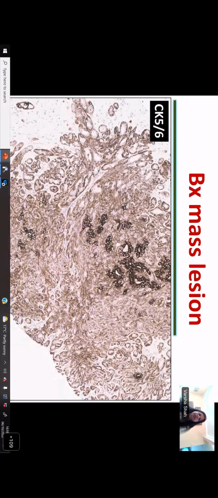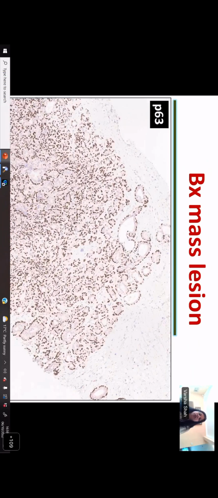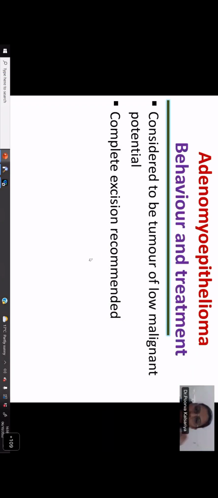So we have CK56 positivity in the inner epithelial cells, and P63 positivity in the myoepithelial layer. That's the CK56 in adenomyoepithelioma, and P63 showing all the myoepithelial cells. Adenomyoepithelioma is considered to be a tumor of low malignant potential because it can sometimes progress to invasive cancer. So complete excision is recommended.